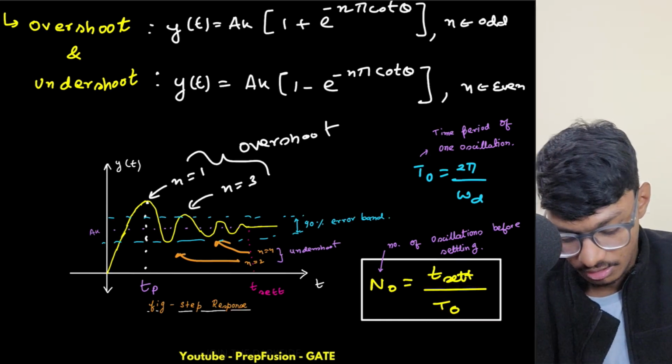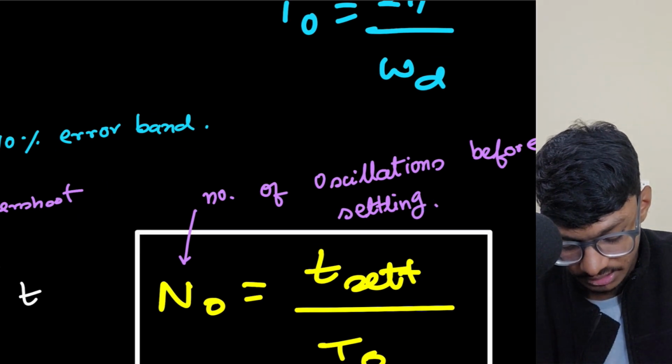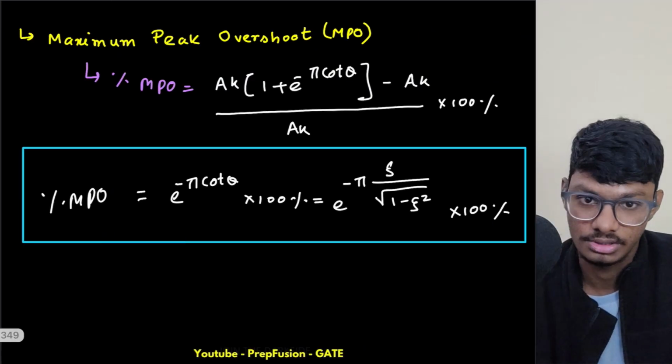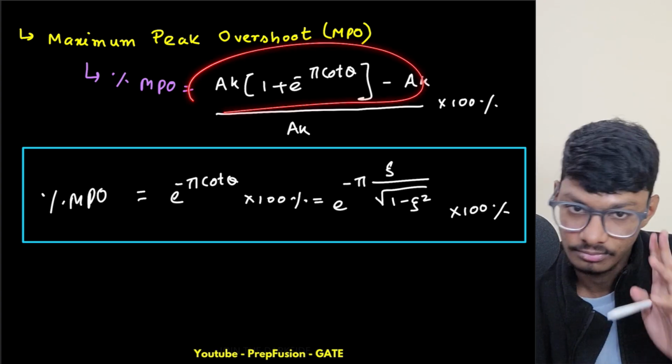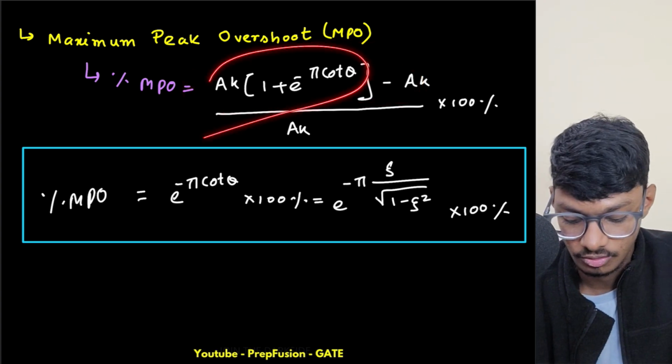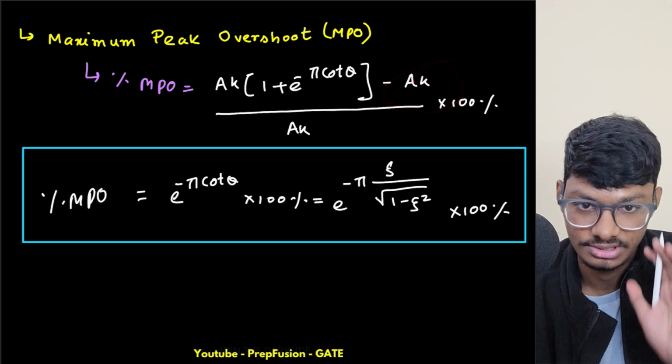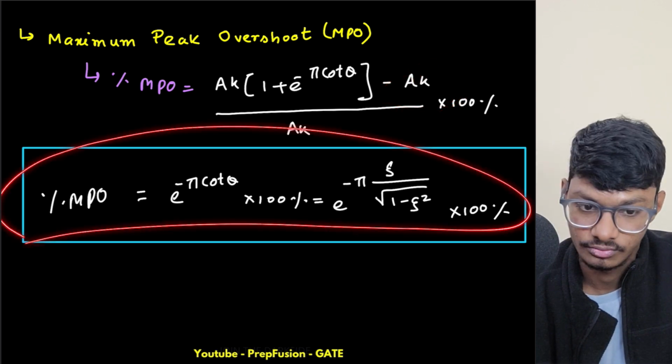Okay, so all these things I have already explained in detail. Just quickly revising. Let's move over to the next thing. So what is MPO? MPO is the maximum peak overshoot. Put n equal to 1 in the overshoot formula and subtract the steady state value, and your maximum peak overshoot will come like this.